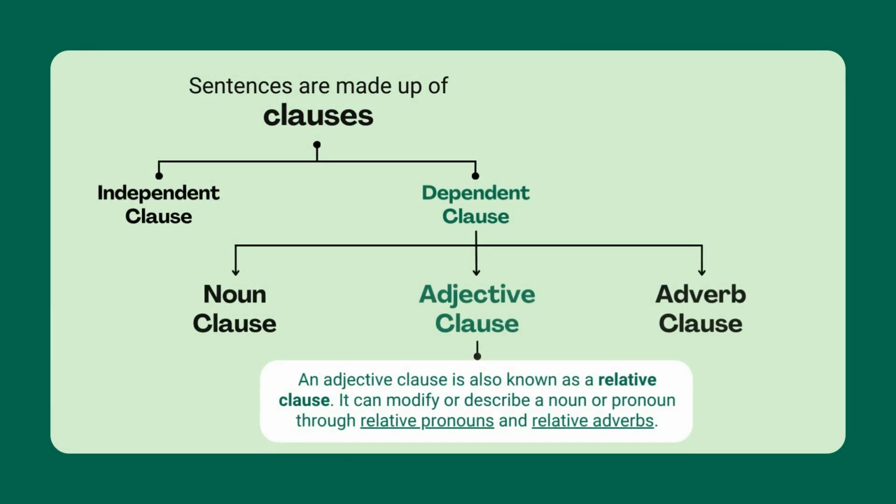Sentences are made up of clauses. Independent clause. Dependent clause. Noun clause. Adjective clause. An adjective clause is also known as a relative clause. It can modify or describe a noun or pronoun through relative pronouns and relative adverbs. Adverb clause.